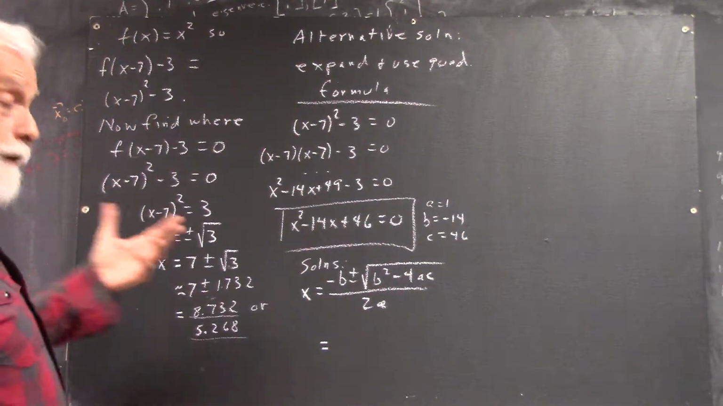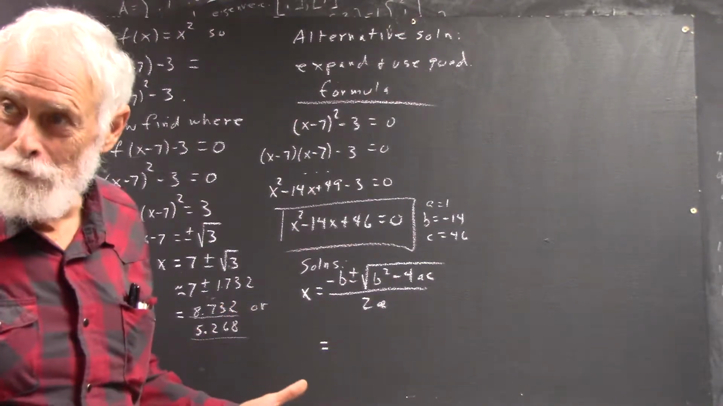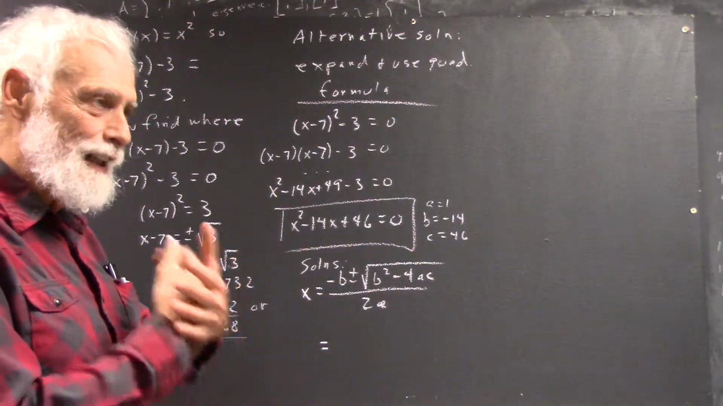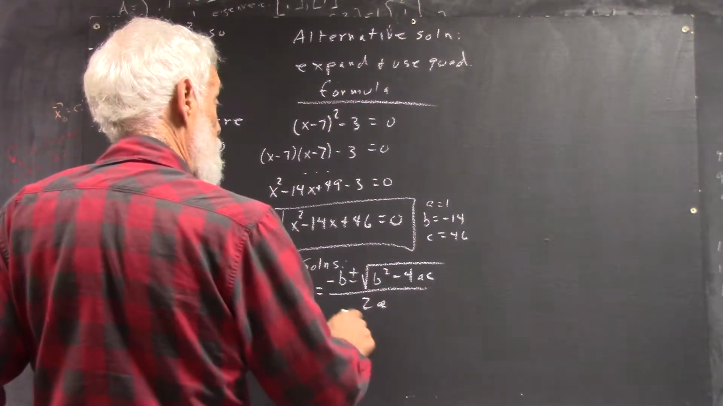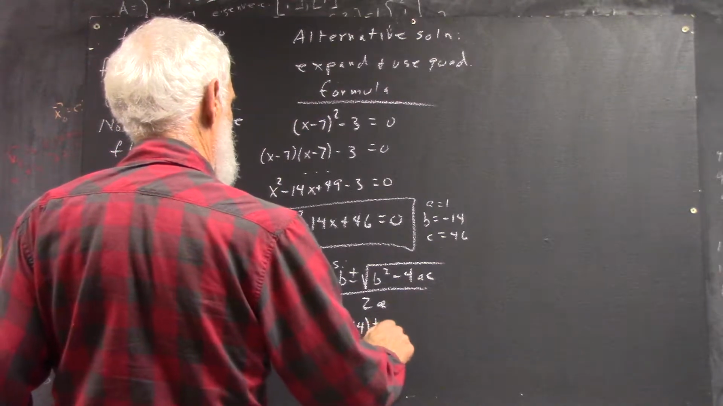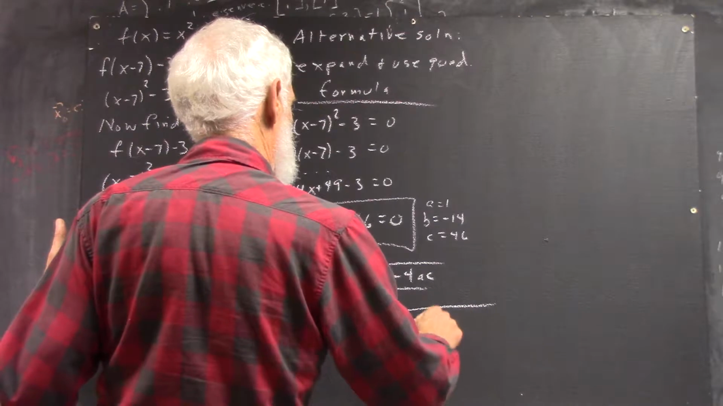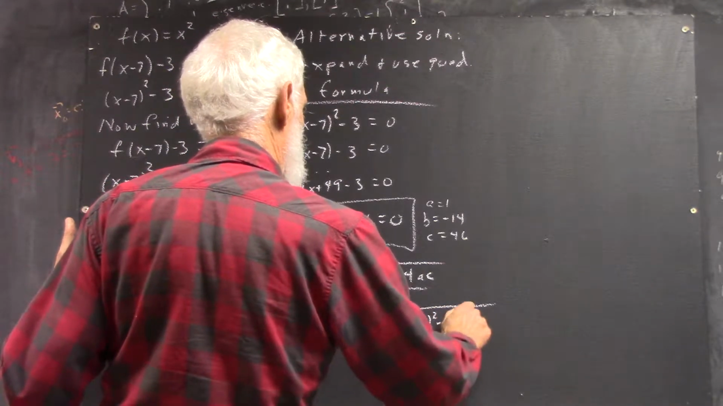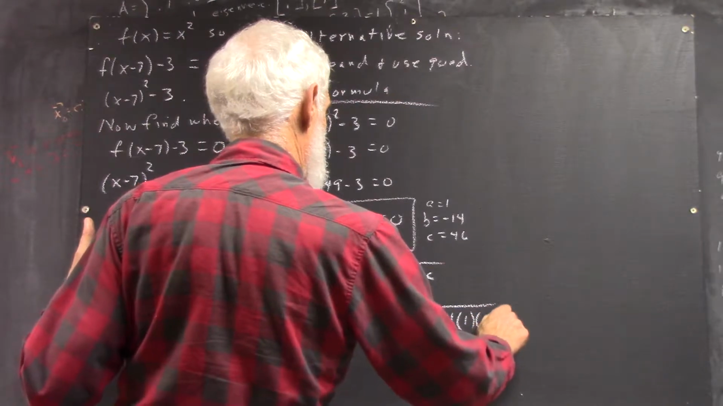Would you all make me shift the thing 7 for? If I'd shifted it less, I'd have had an easier number to square. Oh well. So negative b is negative of negative 14, plus or minus the square root of negative 14 squared minus 4 times 1 times 46.